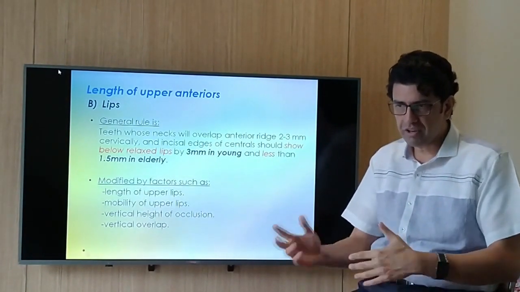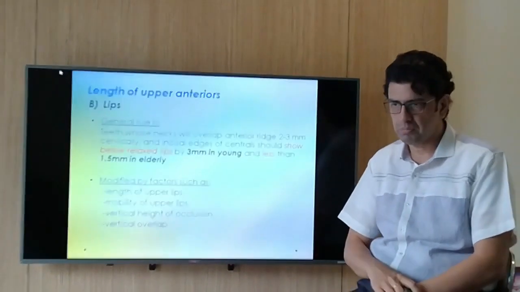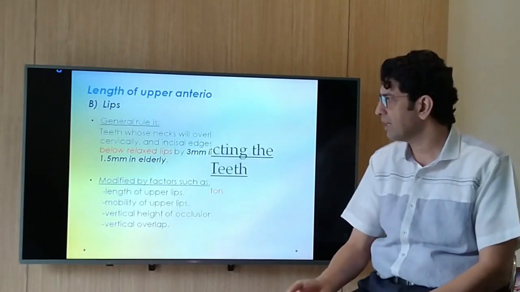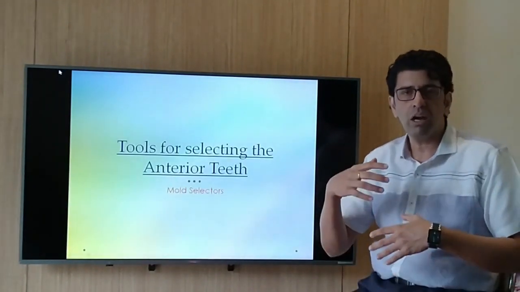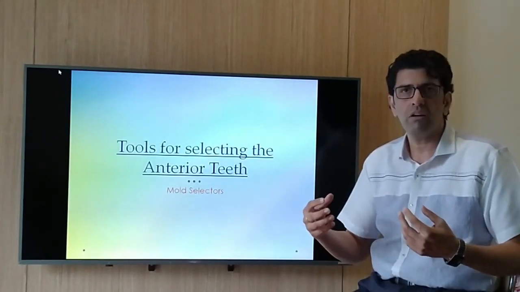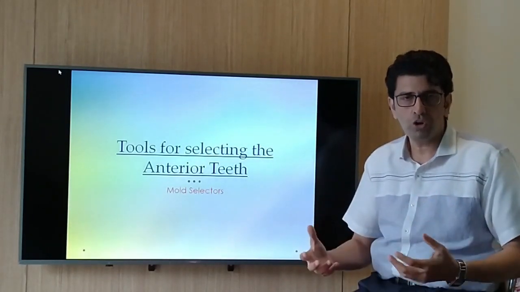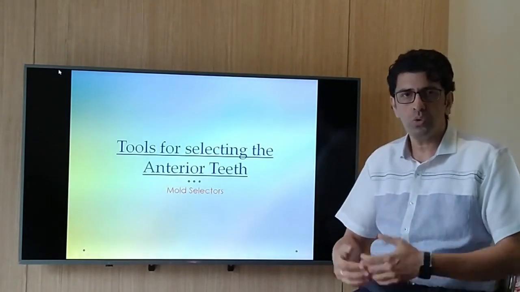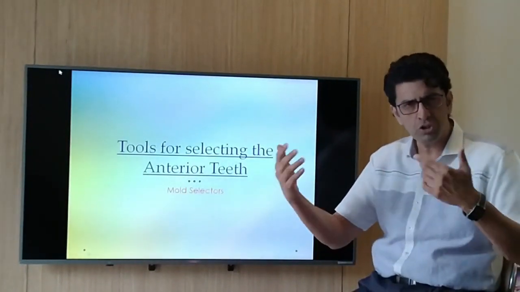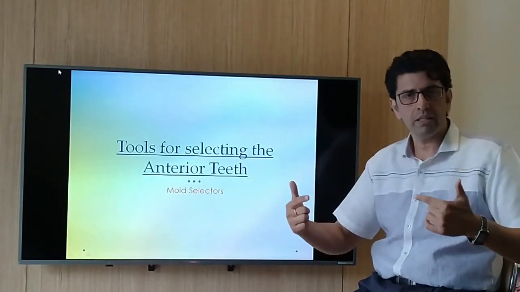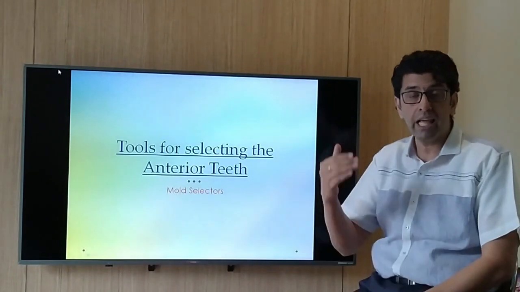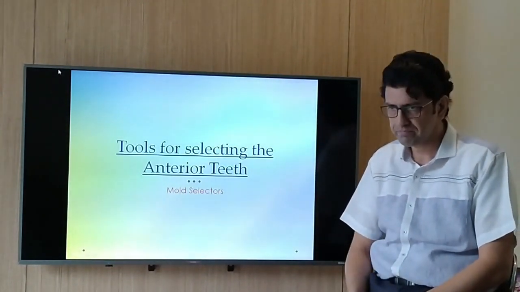Okay, so the modifying factors, of course, are going to be the length of the lip, the mobility of the upper lip, the height of occlusion, vertical overlap, and all those things. Because if you have a lip that is not mobile, you're going to have less display. If you have lips that are very long, you're going to have less display. So the lips are going to play a big role. You put it in the mouth, ask the patient to speak a little bit, seriously, and then ask them to smile. Then you assess whether your length of tooth is good enough or not.